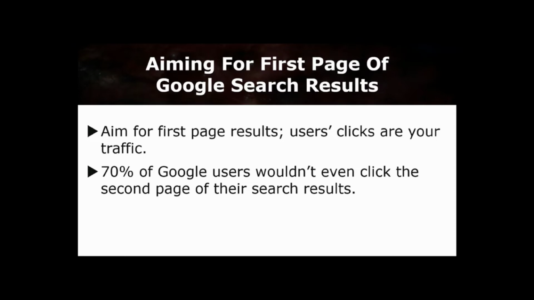Research shows that 70% of Google users would not even click the second page of their search results. If they can't find it in the first page, they would retype their search using different relevant keywords.